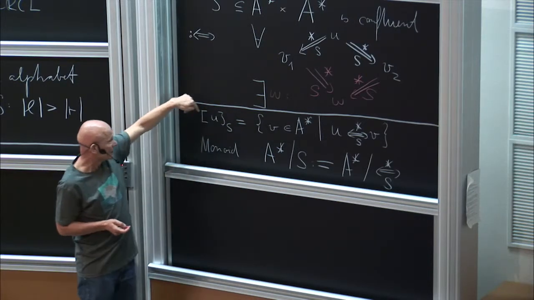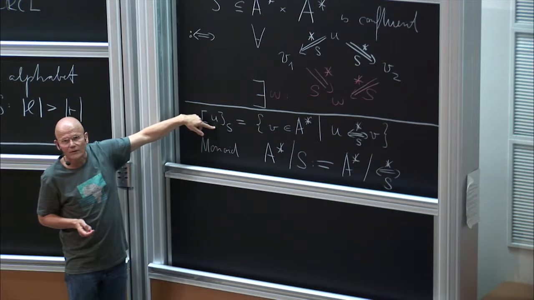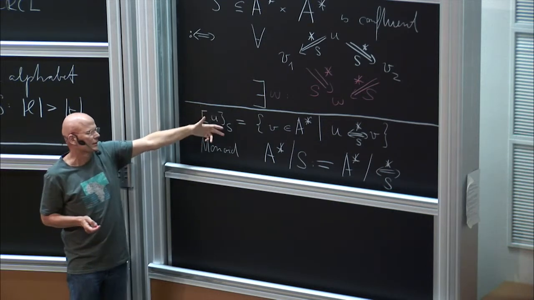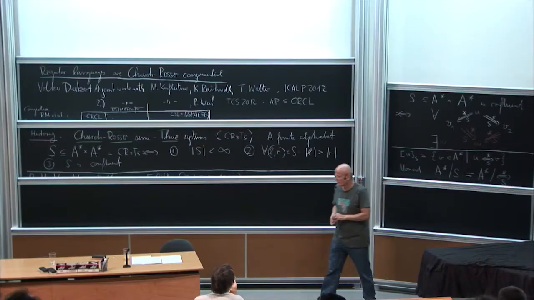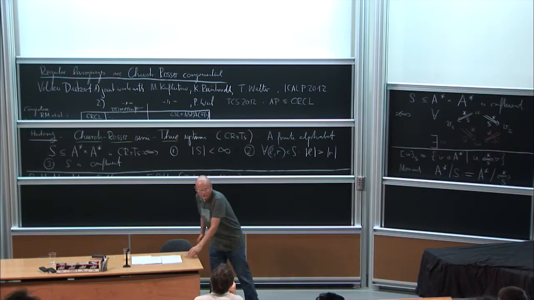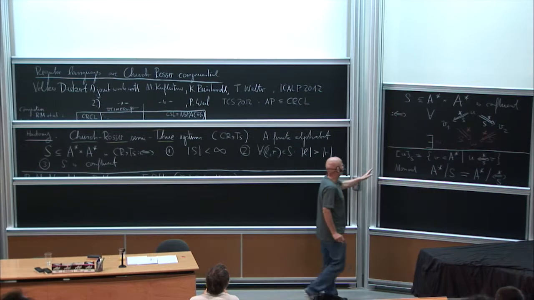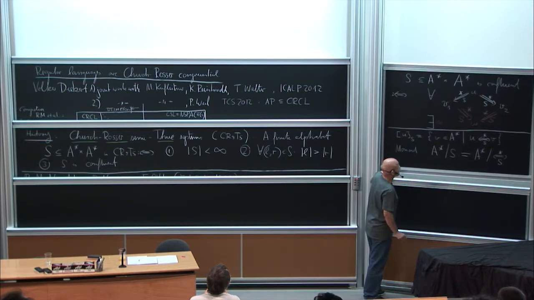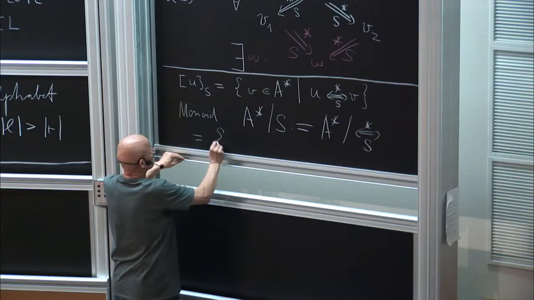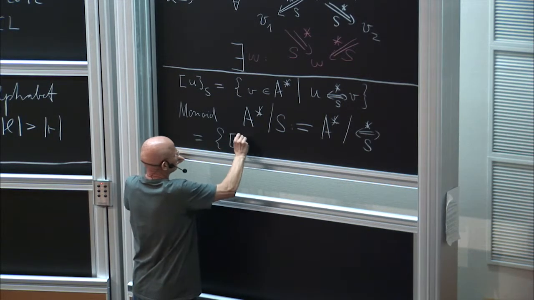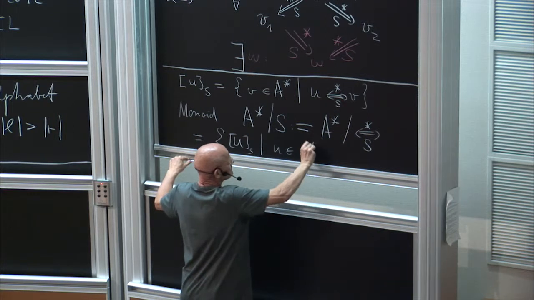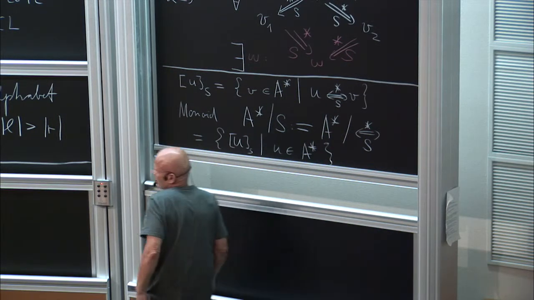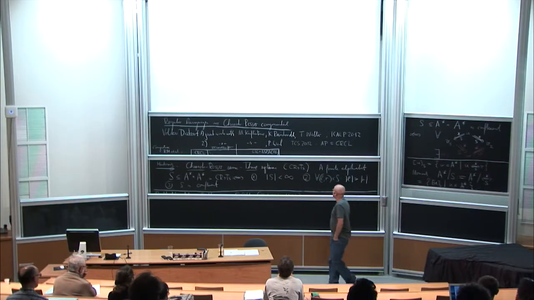And since this is a congruence, we can look at the classes, and they form a monoid. And what is this monoid here? That's a set of classes with the usual concatenation. So as a set, it's just this. So that's a monoid. And somewhere is my definition, probably it's here.